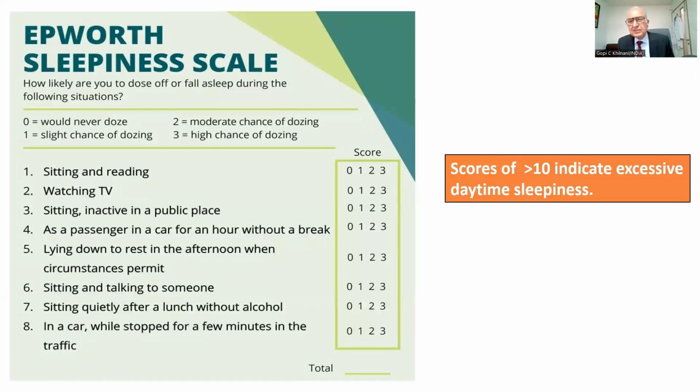So how do we assess daytime somnolence? There is the Epworth Sleepiness Scale, which is the most commonly used. There are several other scales also. Sitting while reading, watching TV, sitting inactive as a passenger in a car, and so on and so forth. They are scored 0, 1, 2, 3. The patient does it.